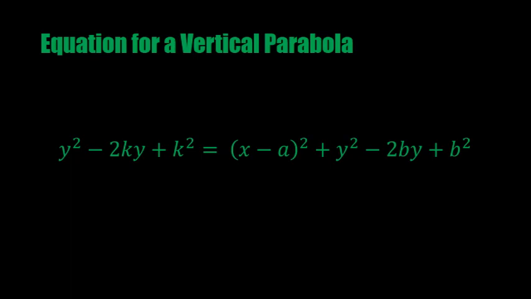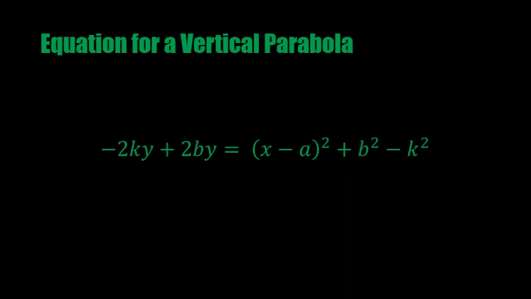So what we're going to do is expand the y minus k squared, which is y squared minus 2ky plus k squared, and we're going to expand the y minus b squared, which is just the same thing with the k's being replaced as b's. So y squared minus 2by plus b squared. So now what we want to do is move the y's to one side so we can get y isolated so we can define this function.